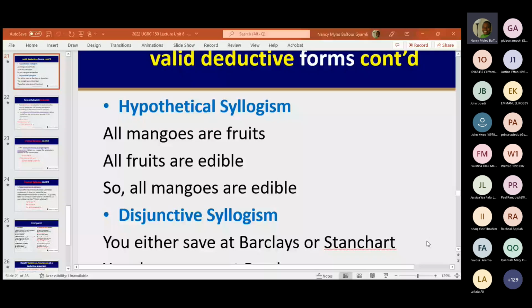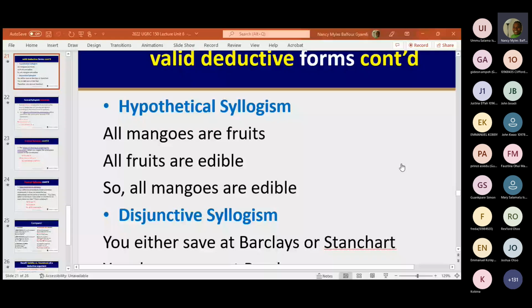Yes. Umu, please ask your question. Madam, please, the example you gave with the disjunctive syllogism, when you said you either save at Barclays or Stanchart, does it make it valid or invalid? You have to give me the full pattern. Then I'll be able to check what validity or invalidity you have. Because validity is a label for arguments, not statements. So give me a whole argument.